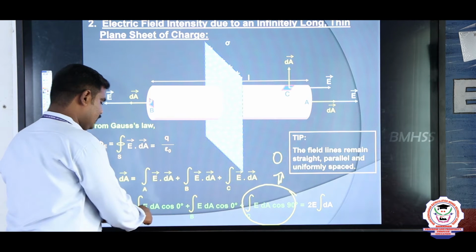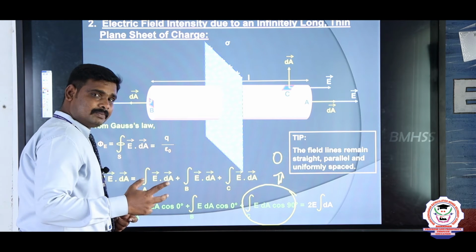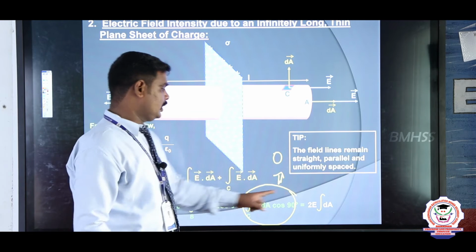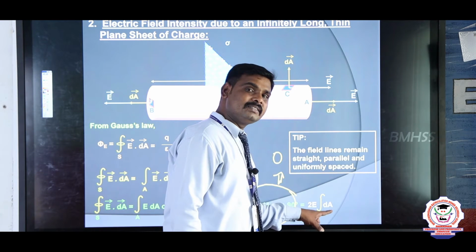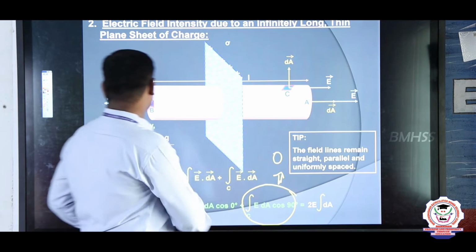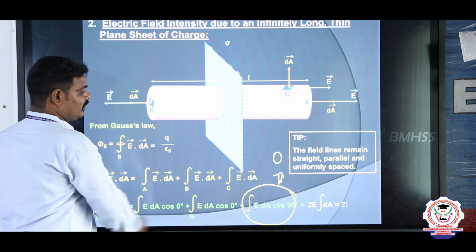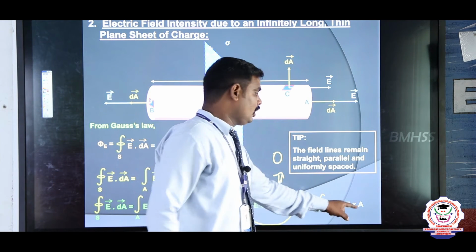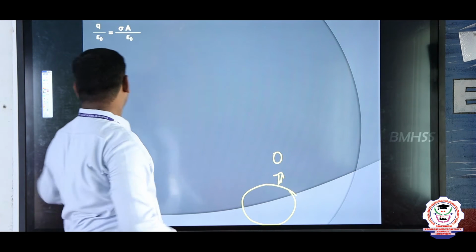Here E into dA into cos 0 degrees, value 1. So E into dA plus E into dA, how much? 2 into E into dA. So we take the integral only for this surface. When you take the integral of dA, we will get 2 into E into A, and this A we can write as pi r square.